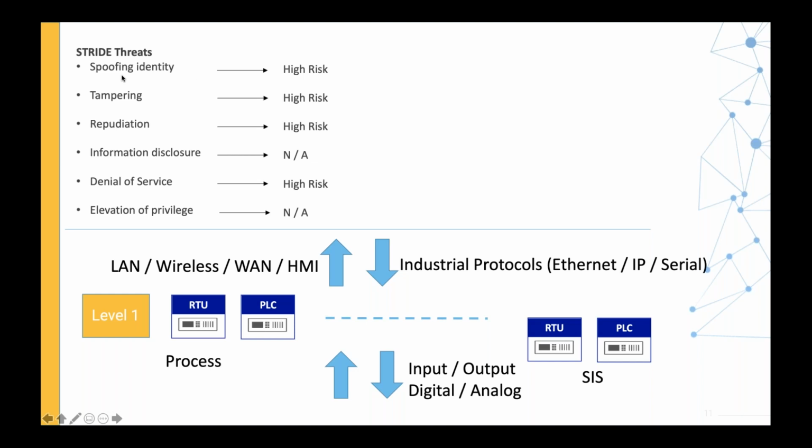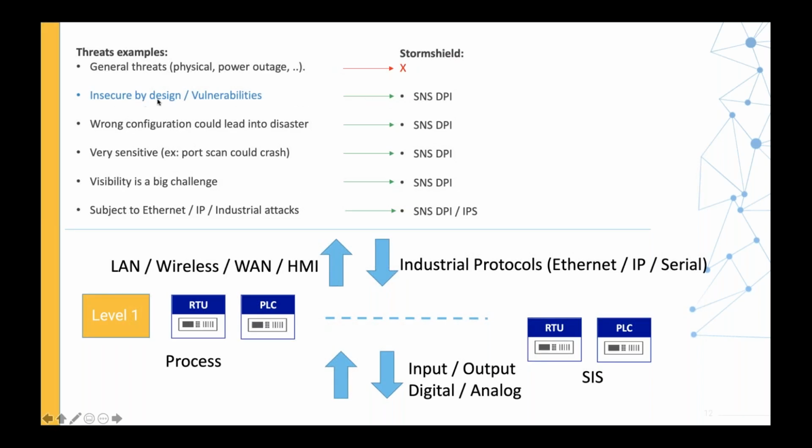Now, from the threats, spoofing identity could be a high risk at this level. Tampering could be high risk. Repudiation also a high risk. Maybe information disclosure is not a risk at all, because just imagine that at this stage, if somebody sees the commands you are sending to the sensor or receiving, it will not really have any commercial effect if this information has been disclosed. Denial of service is again a big risk. And elevation of privilege maybe is not really important at this stage, because it comes in the next slide when we say that these PLCs are insecure by design, and this is a very important subject that we want to highlight.